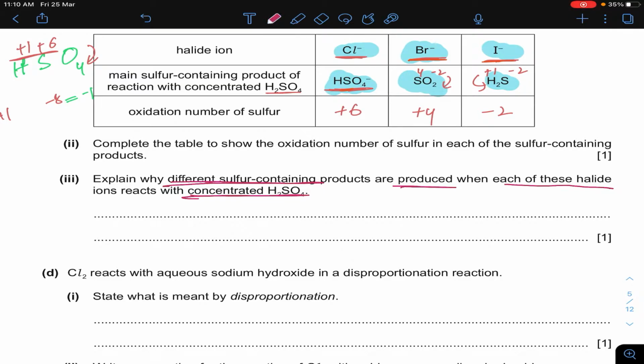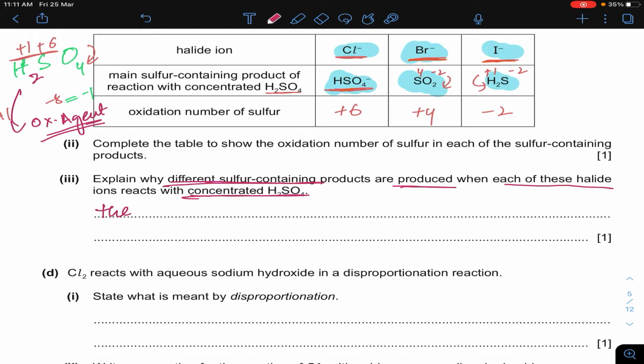So H2SO4 is giving different products when it reacts with different halides, right? And the reason is that H2SO4 is acting as an oxidizing agent in these reactions. First of all, you just have to understand that in these reactions, H2SO4 is not acting as an acid, it is acting as an oxidizing agent. And the ability of the halide to get oxidized increases down the group.